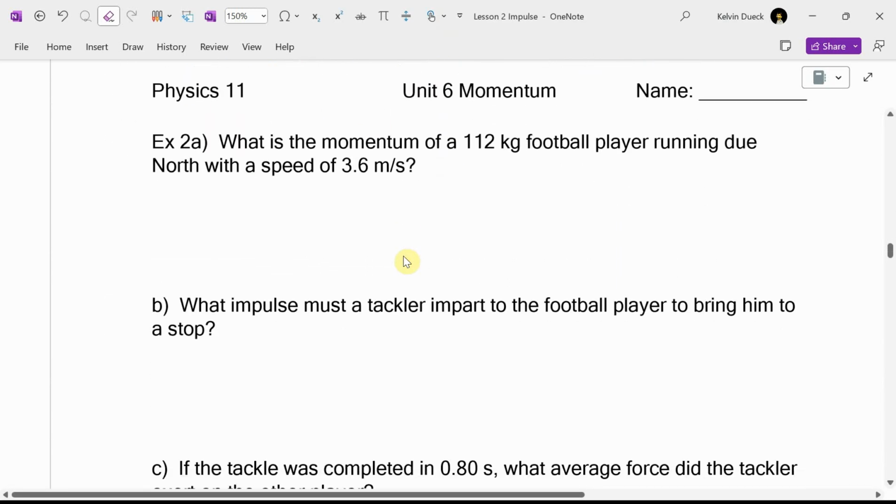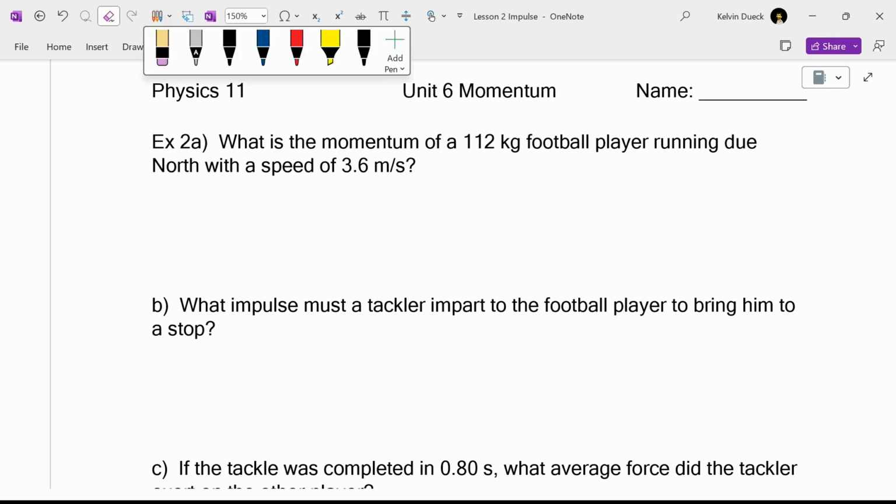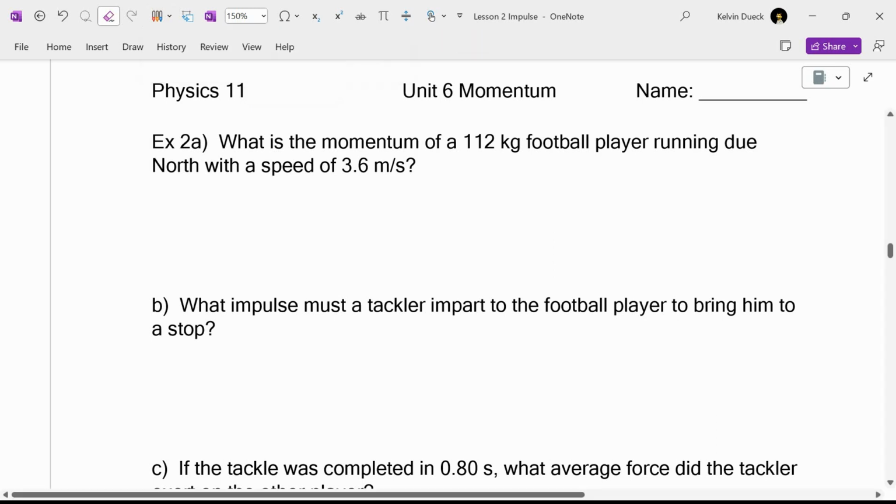Example 2. I said to you the other day that momentum and impulse are our best tools for analyzing collisions. A tackle is a collision. So if any of you are football players, 2A says, what's the momentum of a 112 kilogram football player running due north with a speed of 3.6 meters per second? Ben, what's 2A asking me to find? Yeah, does it say the change in momentum or just momentum?